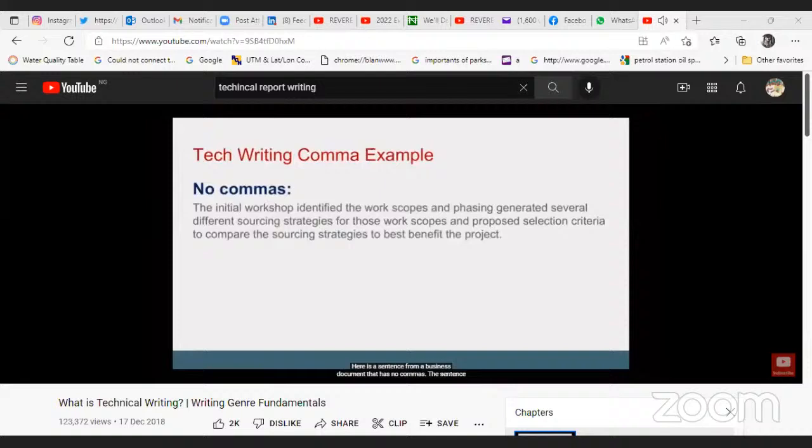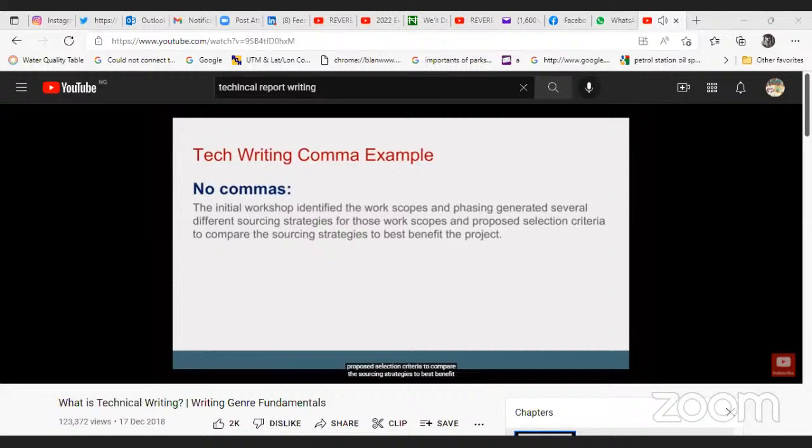Here is a sentence from a business document that has no commas. The sentence is the following. The initial workshop identified the work scopes and phasing generated several different sourcing strategies for those work scopes and proposed selection criteria to compare the sourcing strategies to best benefit the project.